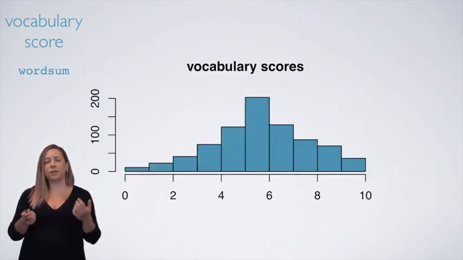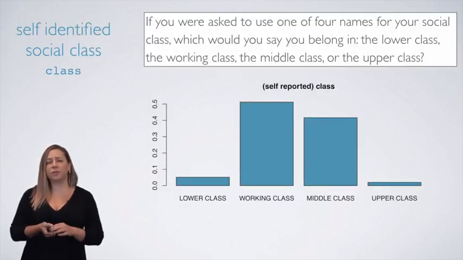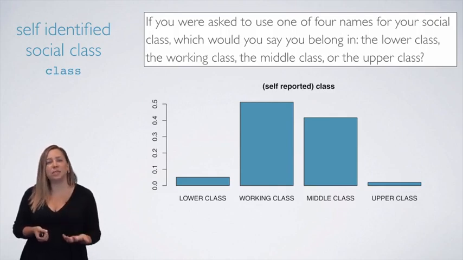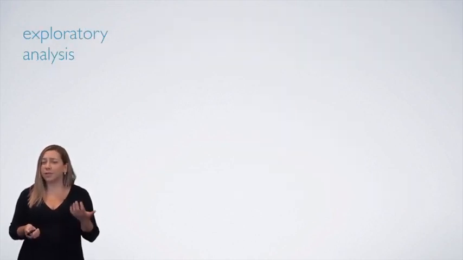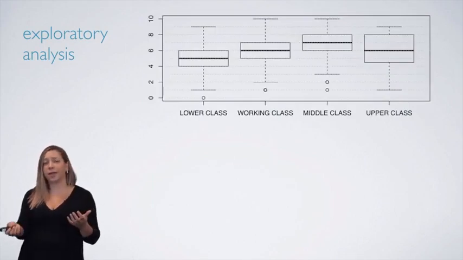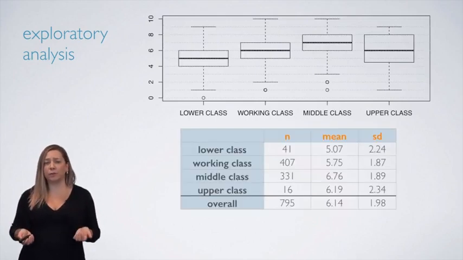The distribution of the vocabulary scores is shown in this histogram, and the distribution of social class is shown in this bar plot. These visualizations tell us about the variables individually, but they don't really tell us much about their relationship. Side-by-side box plots are useful for visualizing the relationship between a numerical and a categorical variable. And summary statistics are also helpful.